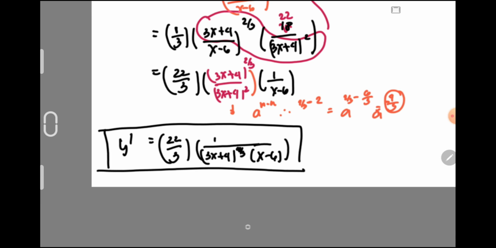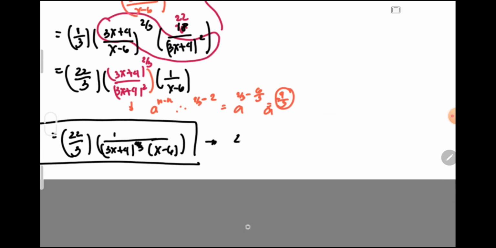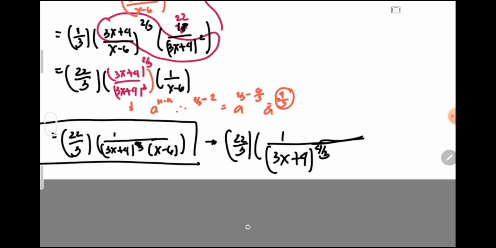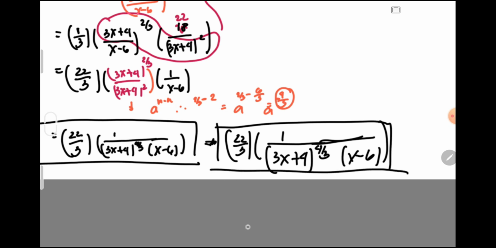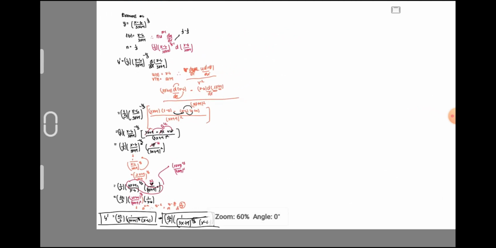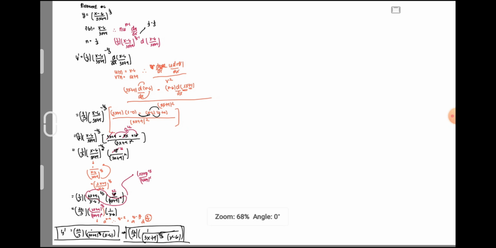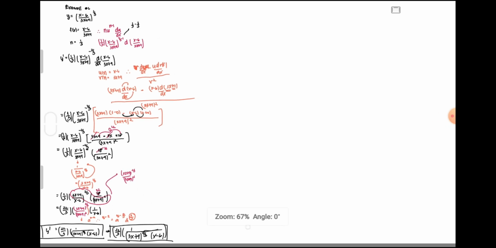Okay, so note, 22 over 3 multiplied by 1 all over 3x plus 4 raised to 4 over 3 multiplied by x minus 6. So that is our answer, in case you can't understand my handwriting. Okay, this is our sample number 6.